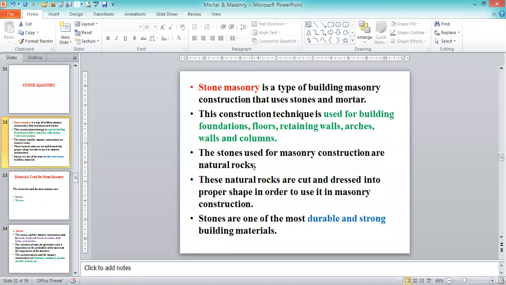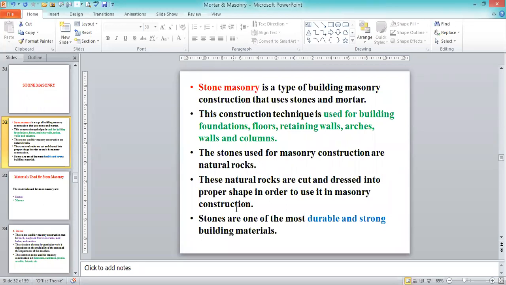So where will we use stone masonry? The construction technique is used for building foundations, already discussed, floors, retaining walls, arches, walls, and columns. I forgot that arches are also one of the areas where we go for stone masonry construction, along with foundations, floors, retaining walls, and columns.